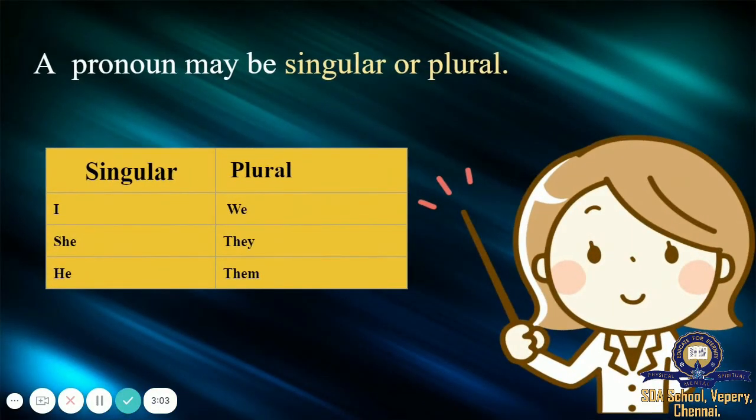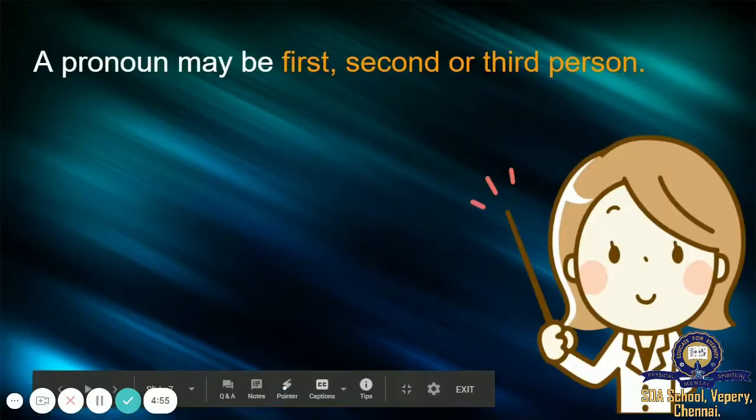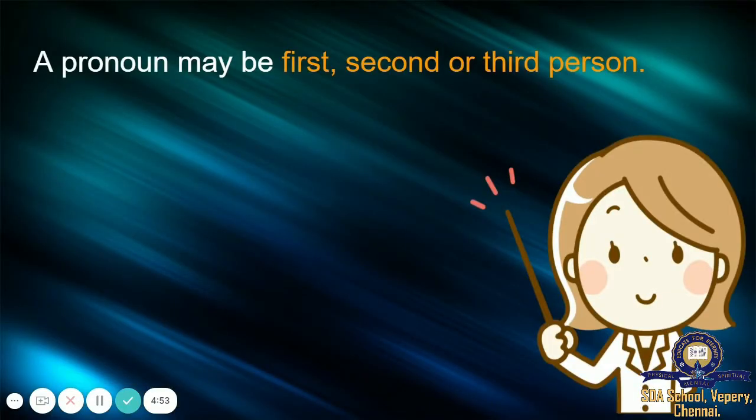A pronoun may be singular or plural. I, he, she are used for singular nouns. We, they, them are used for plural nouns. A pronoun may be first, second, or third person.